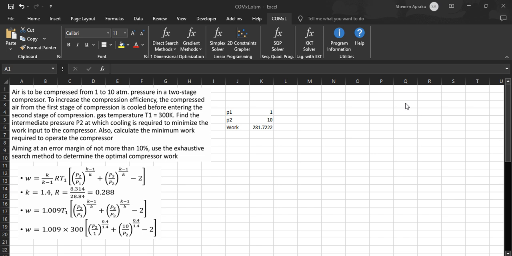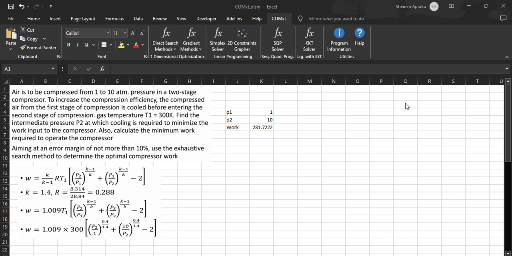To increase the compression efficiency, the compressed air from the first stage of compression is cooled before entering the second stage of compression. Gas at temperature T1 equals 300 Kelvin. Find the intermediate pressure P2, at which cooling is required to minimize the work input to the compressor. Also, calculate the minimum work required to operate the compressor.